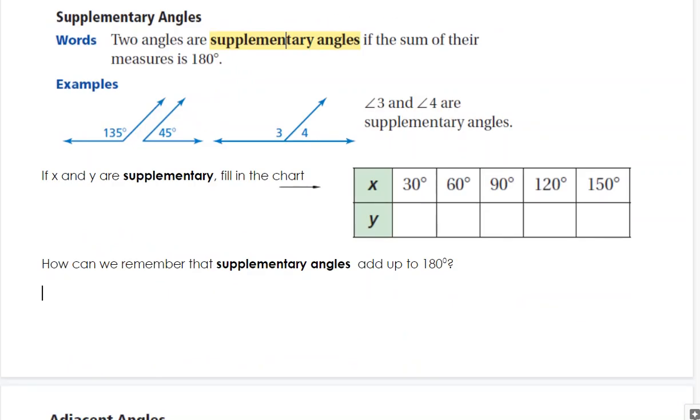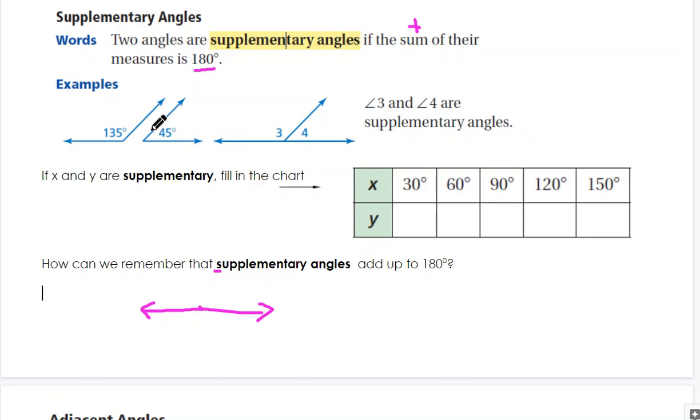All right, the next type of angle we're going to learn is called supplementary angles. And supplementary angles, their sum, or add, sum means add, right? The sum of their measure is 180 degrees, right? So supplementary angles make a straight line, and a straight line is 180 degrees. So how can we remember supplementary angles add up to 180? Well, it makes a straight line, and a straight line starts with S. Supplementary starts with S. So therefore, you can remember that supplementary means 180.